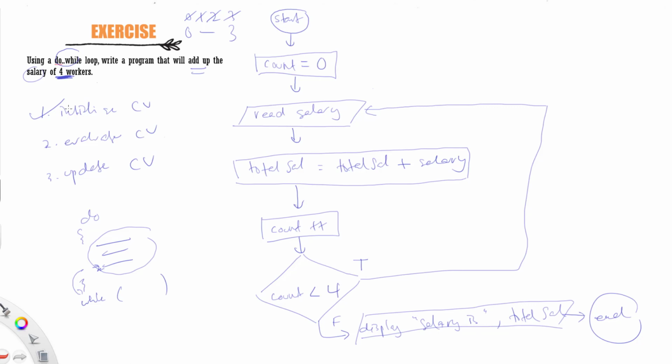All right, so this is how we solve this program using a do while loop. This is our initialize, this is our evaluate, and this is our update. This is how we solve this problem and how we design the flowchart for this particular problem. So let us write a program for this.